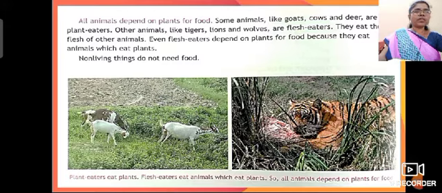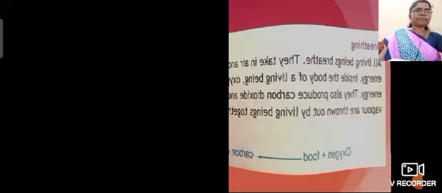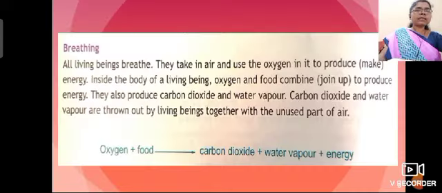Okay, here in the picture you can see plant eaters eat plants and flesh eaters eat animal food, isn't it? Okay, and they'll tear their flesh and they eat. So all animals depend on plants for food. Next we'll see breathing.